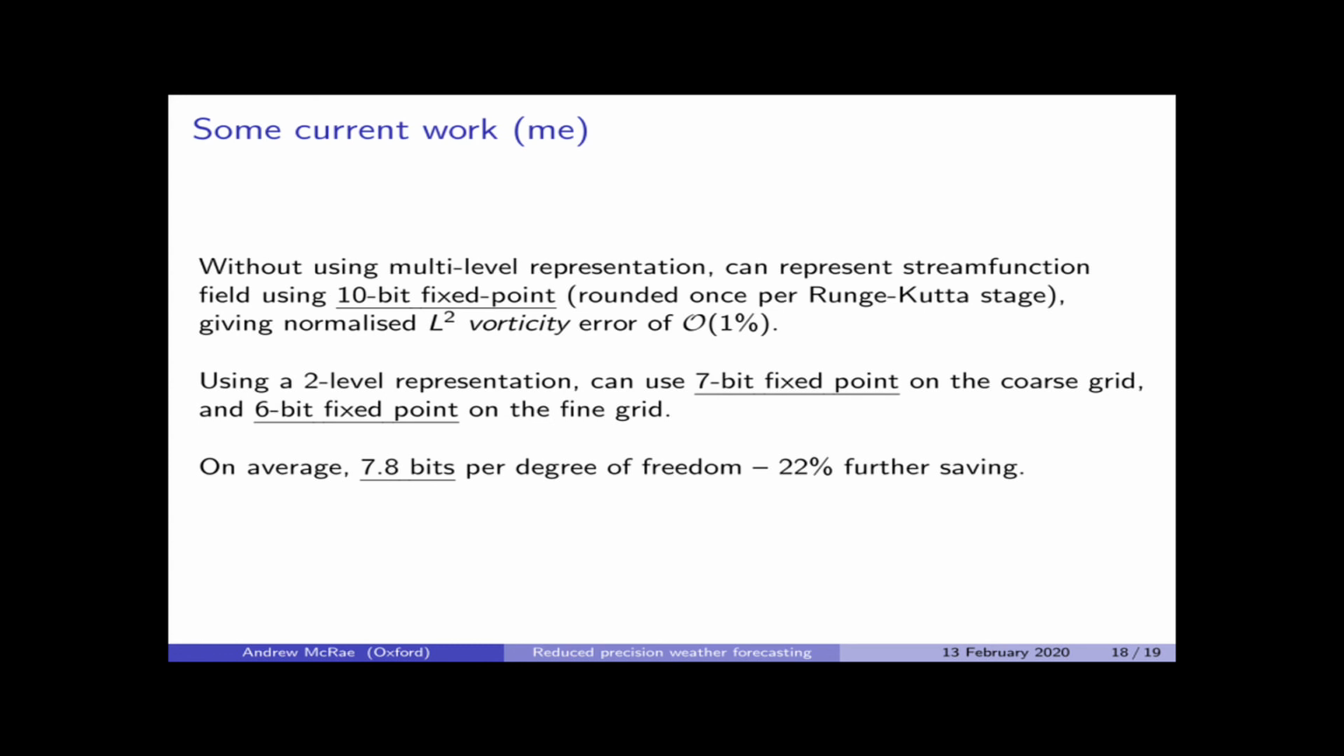But then if I switched to a 2-level representation, I could use 7-bit fixed point on the coarse grid and 6-bit fixed point on the fine grid. On average, that gave a bit less than 10 bits, so 7-point-something bits per degree of freedom, which is a saving over representing each number on the fine grid separately.